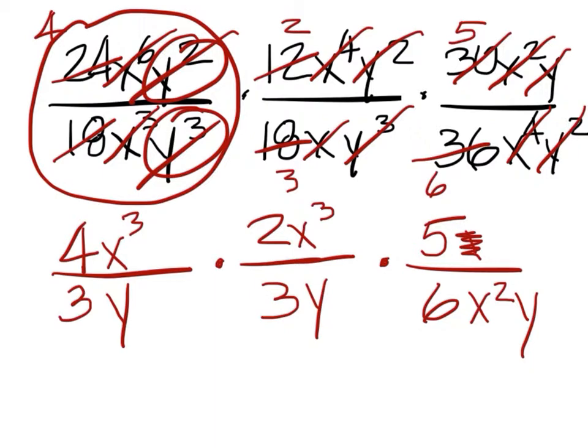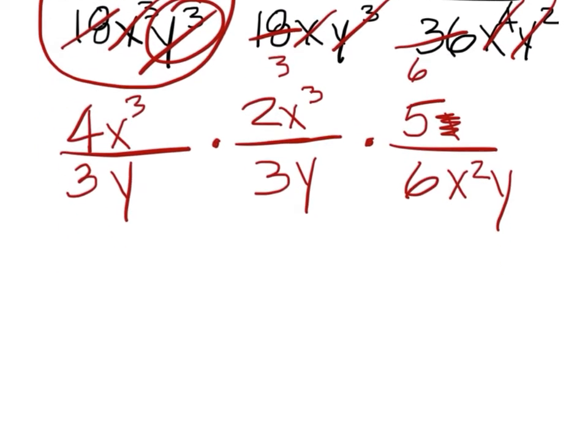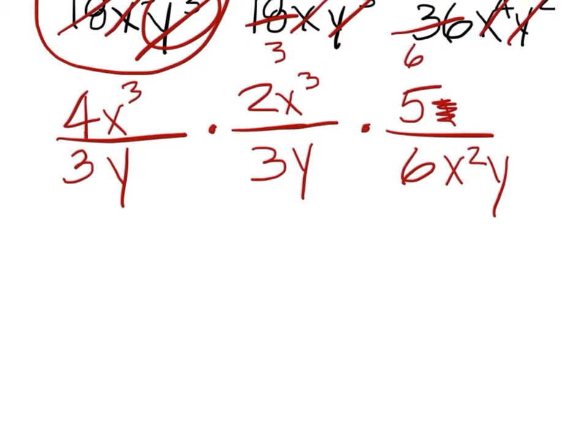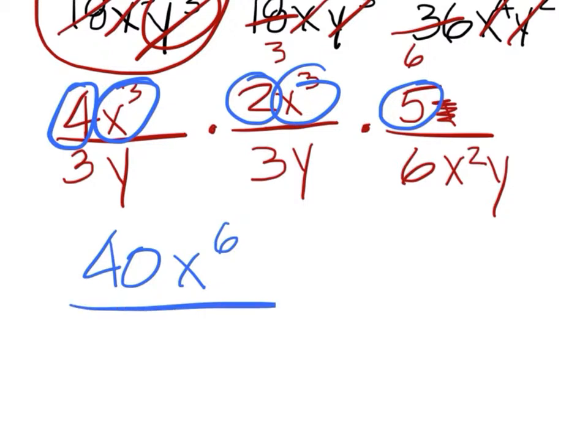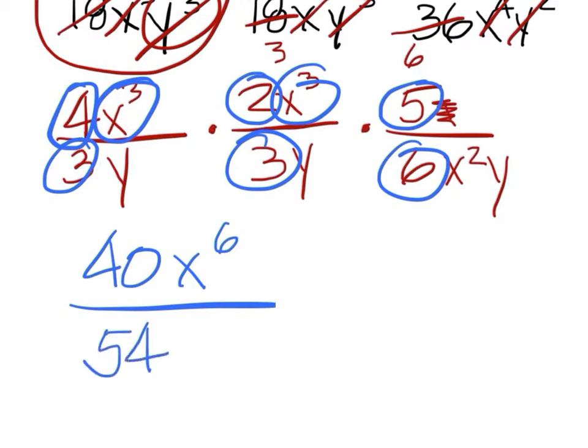So once you get to that point, you can multiply straight across, left to right, and get 4 times 2 is 8, times 5 is 40, and you have x to the 3rd times x to the 3rd, which is x to the 6th. On the bottom, it's 3 times 3 is 9, times 6 is 54, and you have y, y, and y for y to the 3rd, and an x squared on the bottom.